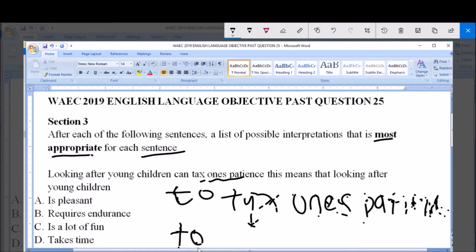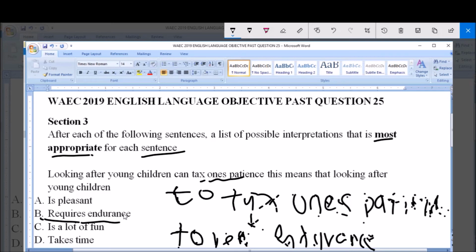To require endurance. So to require endurance basically is option B, which is requires endurance, and that is our answer, option B.